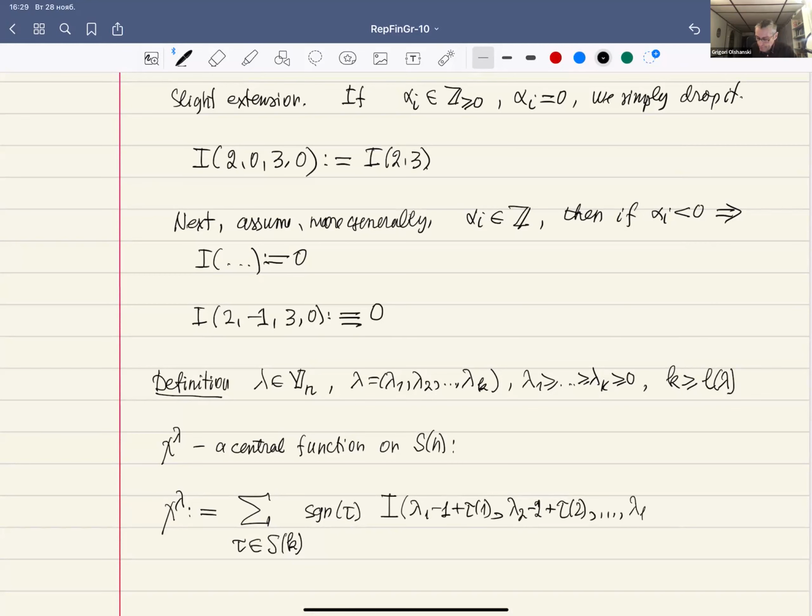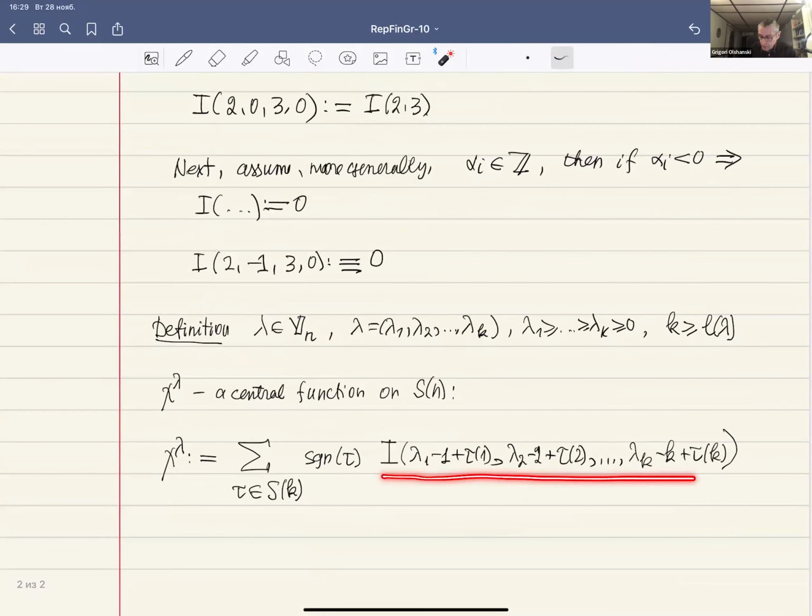And with the agreement that if the sum of these numbers is zero, it should be dropped, and if the sum of these numbers is strictly negative, then the whole function is said to be equal to zero, according to these rules. Because this is a character, or zero, this is a central function, and this is a central function too. So this is the key definition.